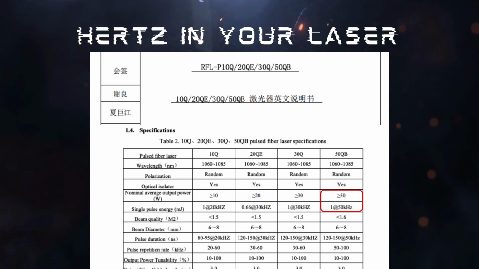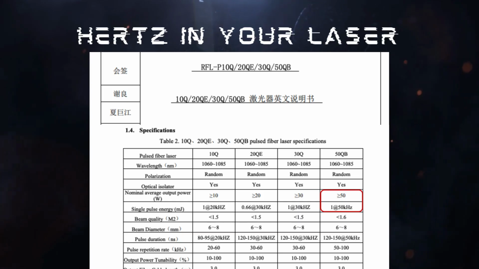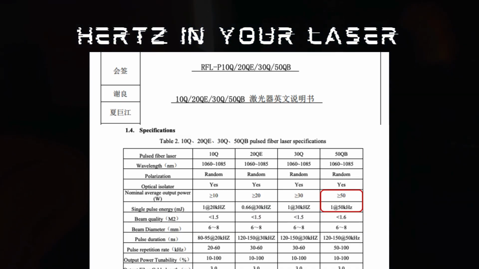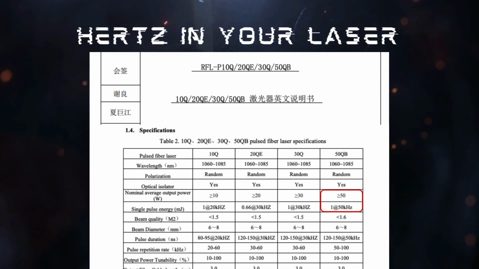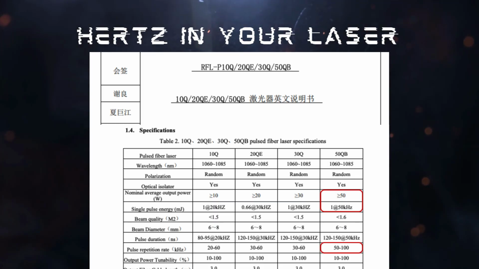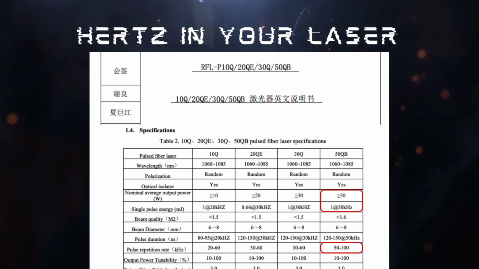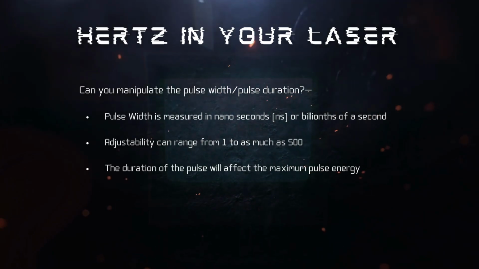In contrast, here is a spec sheet from a Raycus laser of comparable wattage. This is the RFL-P50QB. And you can see here it has a nominal average output power of 50 watts and a single pulse energy of 1 millijoule at 50 kilohertz. As you can see, along with the lower pulse energy, this also has a much more limited pulse repetition rate between 50 and 100 kilohertz.